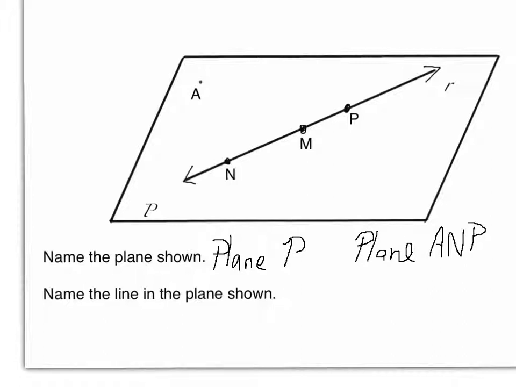To name a line, you must use 2 points on the line, or you can use the script letter. And that's usually a small or lowercase letter, like this R right here. So that line can be named by this script R. So I call that line R.